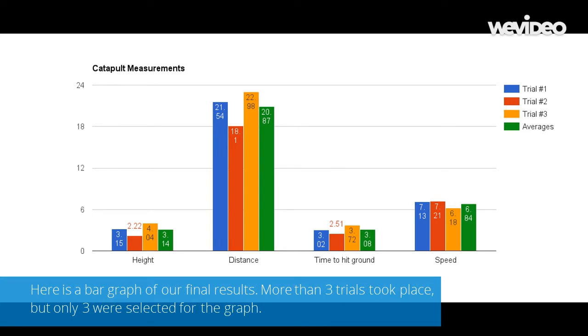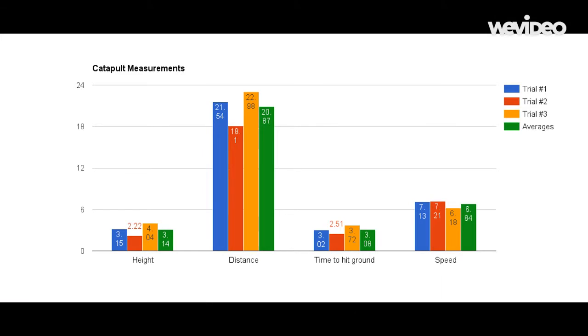Here is a bar graph of our final results. More than 3 trials took place, but only 3 were selected for our graph. For the first trial, the height of the projectile was 3.15 feet. The distance of the projectile for our first trial was 21.54 feet. The time for the projectile to hit the ground in the first trial was 3.02 seconds. The speed for the first trial was 7.13 feet per second.